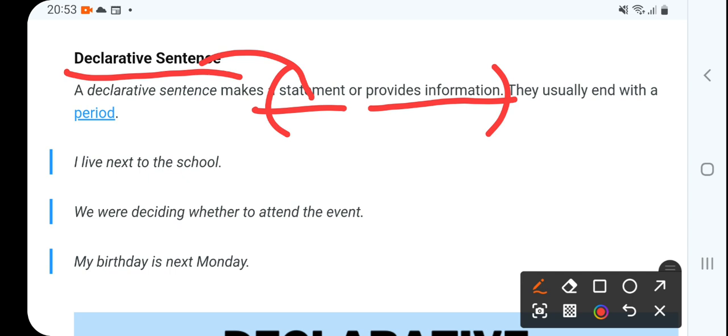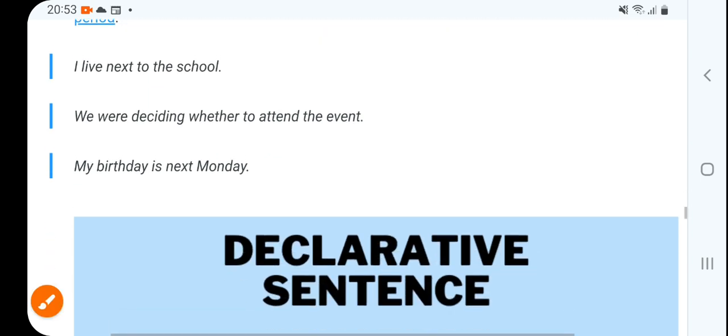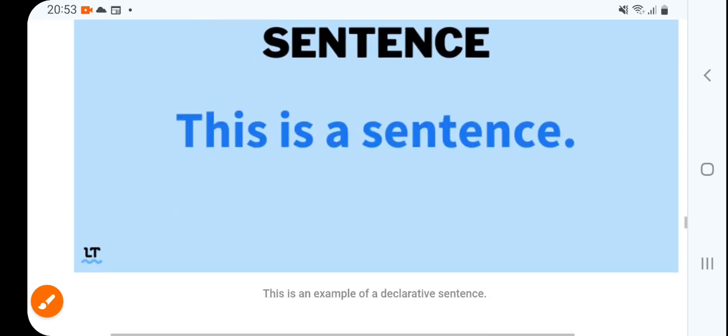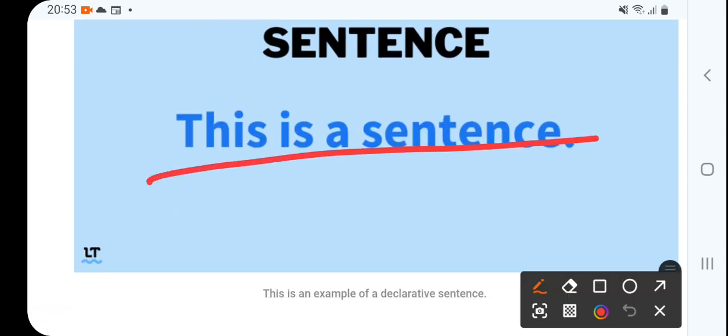They usually end with a period, which is a dot. This is called a period. Example: I live next to the school. That is information. We are deciding whether to attend the event. Or my birthday is next Monday. It ends with a dot, right? So that is a declarative sentence.